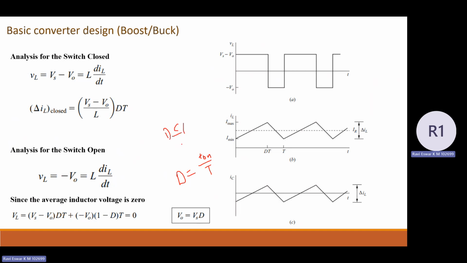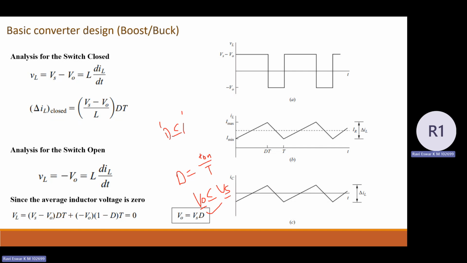So from this equation, I can say that the duty value is less than or equal to 1. T on maximum can reach till capital T, so the duty value is less than or equal to 1. And from this equation, the output voltage is less than or equal to Vs. We are not going to operate at duty equal to 1, so we operate below it, that is duty less than 1. So definitely the output voltage is less than the supply voltage.